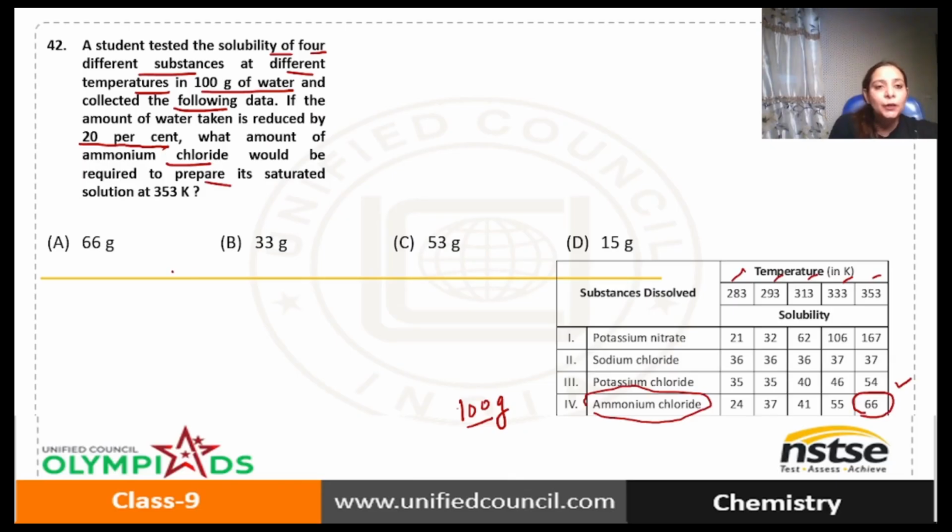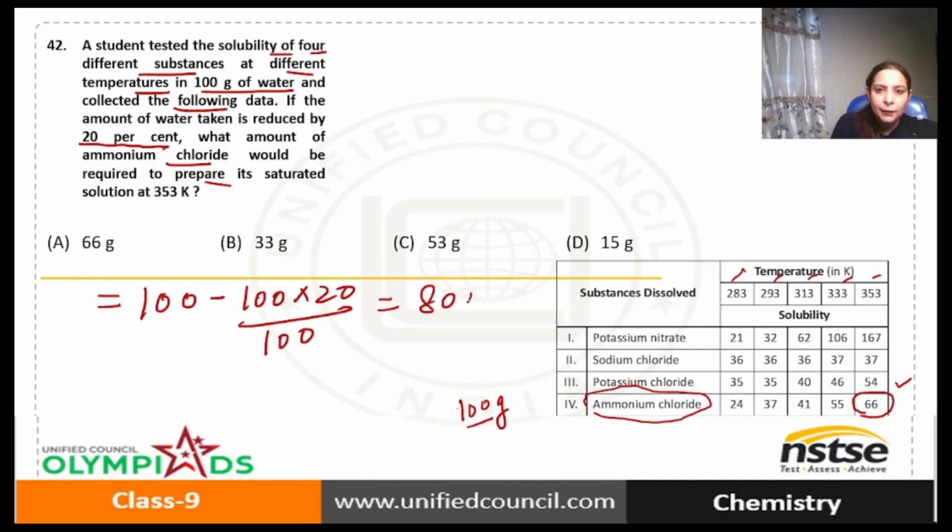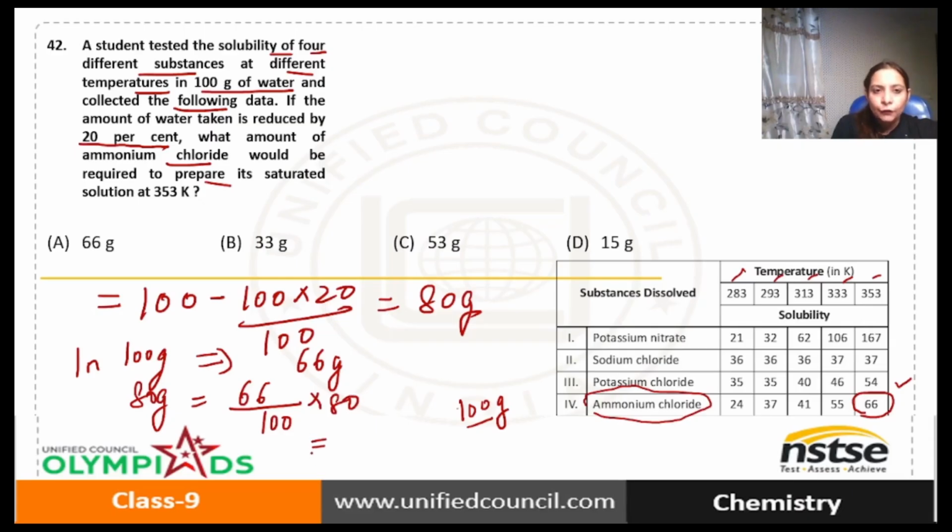Now if it is reduced by 20%, we can write that the amount of water available would be 100 minus 100 into 20 by 100. So how much water is available now? 80 grams is available. So in 100 grams, how much solute was present? 66 grams. So in 80 grams, how will you find it? You will find it by 66 divided by 100 into 80. If you solve for it, it will come out to be 53 grams.